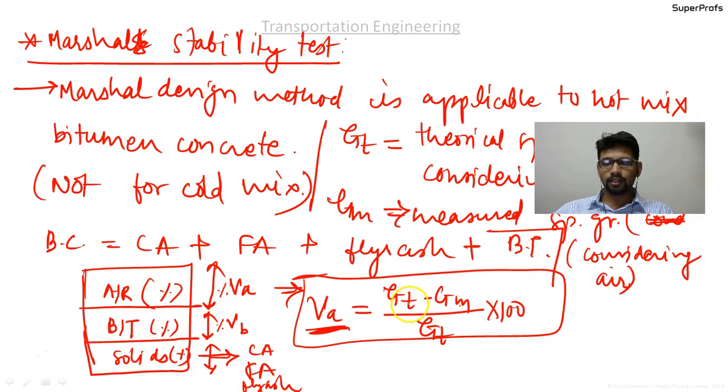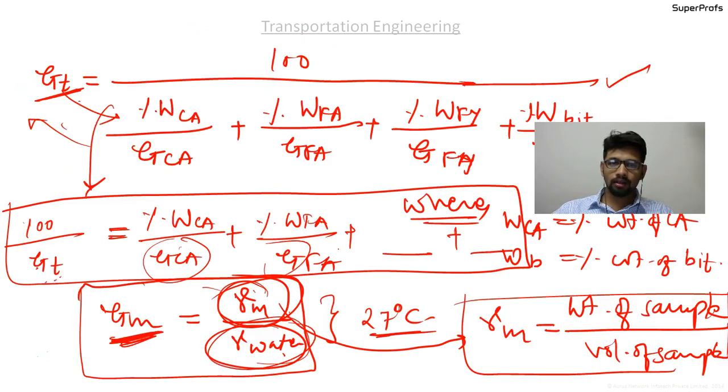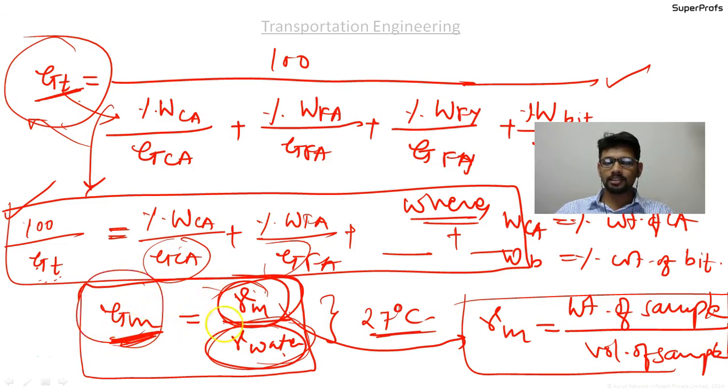To find out the theoretical specific gravity, we have got this very famous formula that we have been using, okay. And I just converted it to gt equal to so and so. We know values for all this. From here we get the gt value, and gm, the measured specific gravity, is equal to gamma m upon gamma water, that is the measured unit weight of the specimen, the bitumen concrete, upon the unit weight of water.